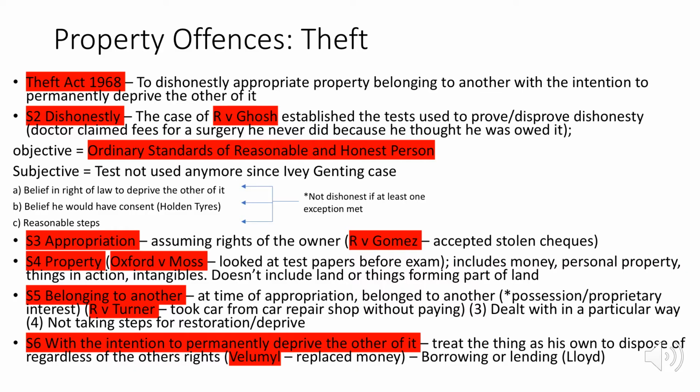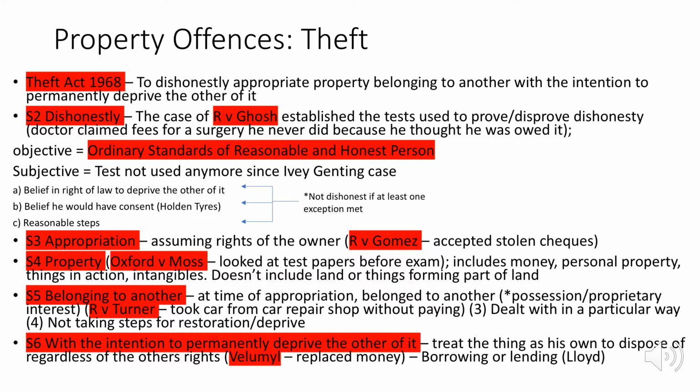This is where a doctor claimed fees for a surgery he never did because he thought he was owed it. Now you've got the objective side, which is the ordinary standards of a reasonable and honest person, and the subjective, which is not used anymore since the Ivey v Genting case. Also, there's a little exception where you're not dishonest if at least one of the following are met: belief in the right in law to deprive the other of it, belief he would have consent, and if the defendant took reasonable steps.